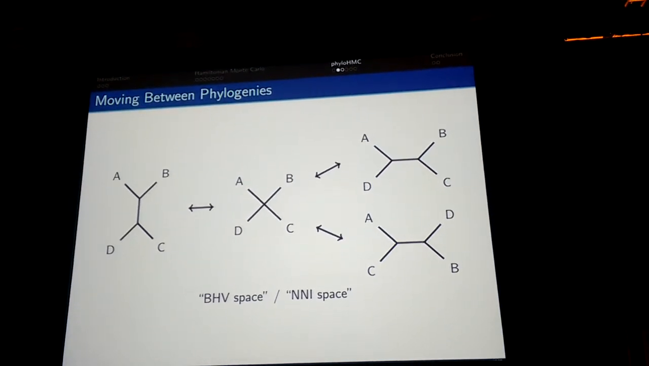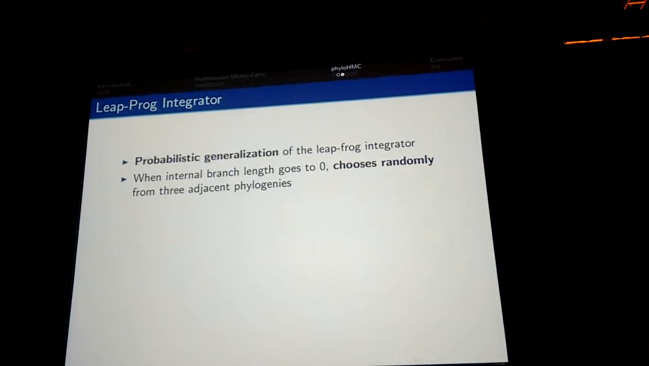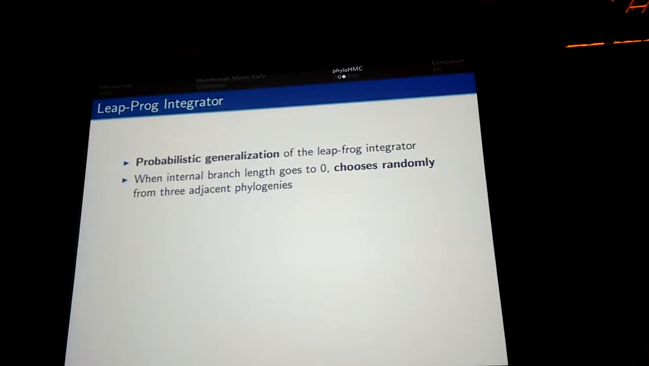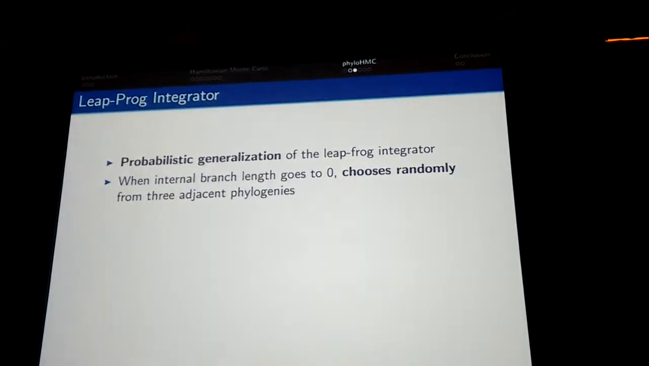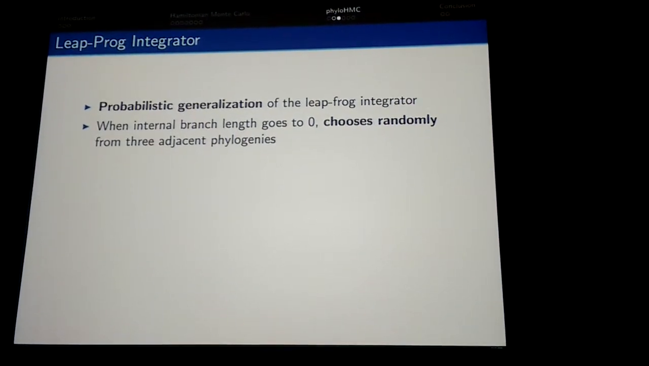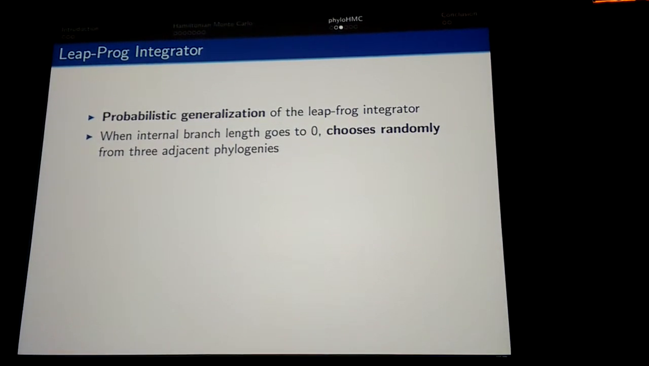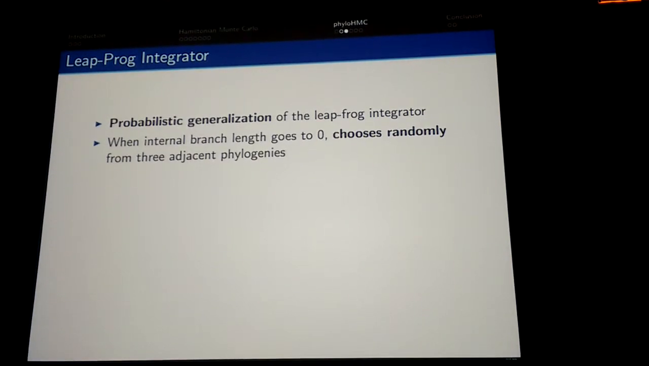So we're going to take advantage of this. This is what the space is going to look like. We're just gluing together these different Euclidean spaces. And then we also need to introduce a new integrator. The reason we're introducing this new integrator is because at each tree, when the branch length goes through 0, we've got a couple of choices. It's not clear where we want to go. So the new integrator is a probabilistic generalization of the leapfrog integrator.